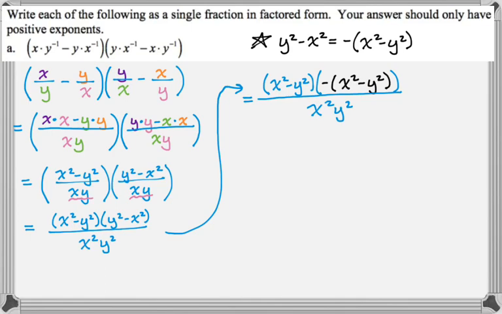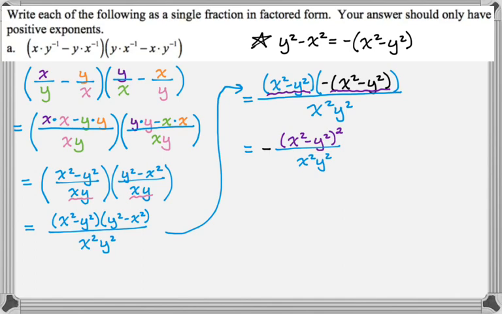Now I'm going to factor out that negative. So it equals negative. And if you look, we have x squared minus y squared times x squared minus y squared. That's the quantity x squared minus y squared, squared. And then that's still over our denominator.